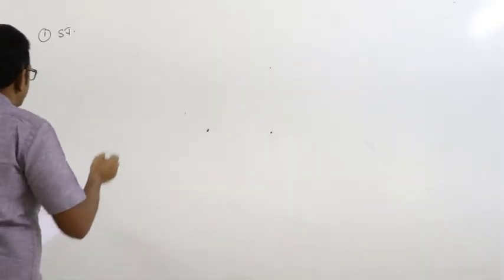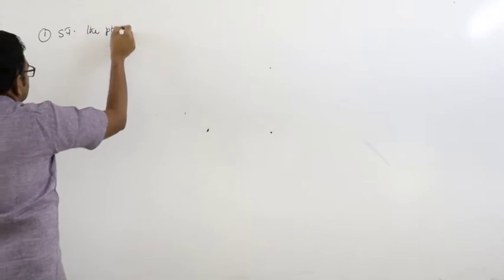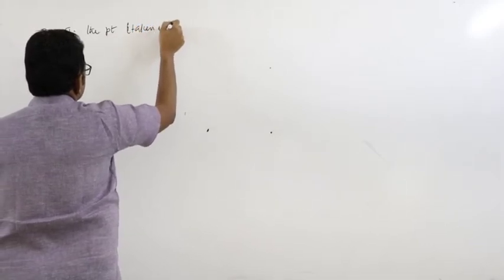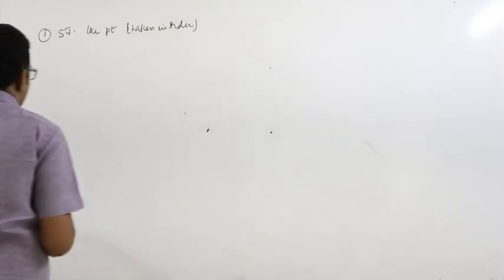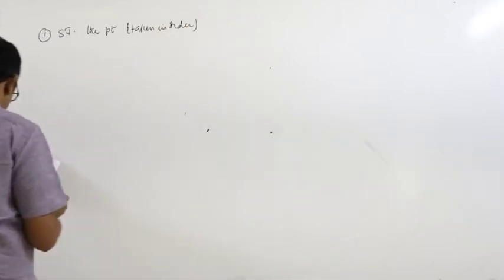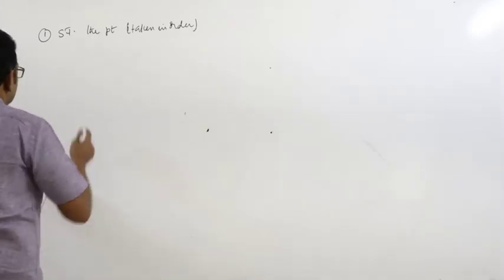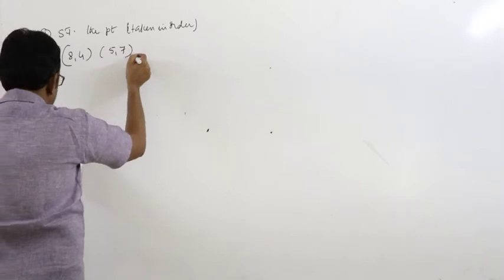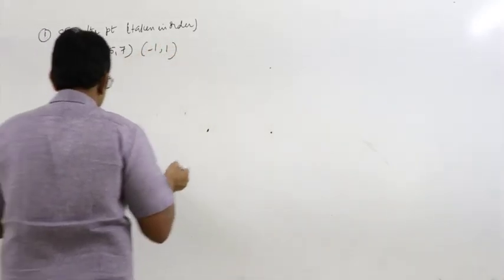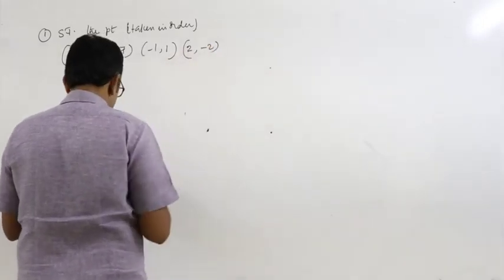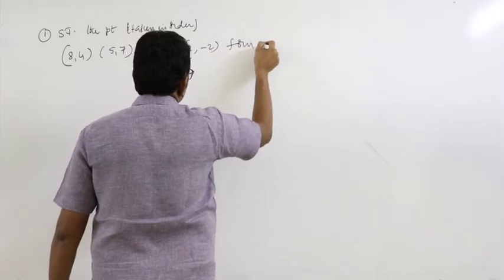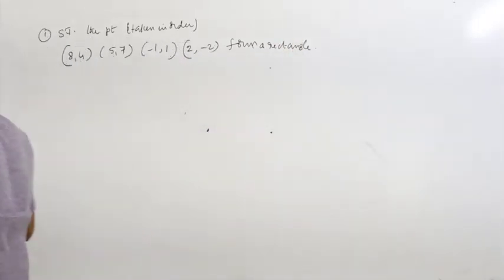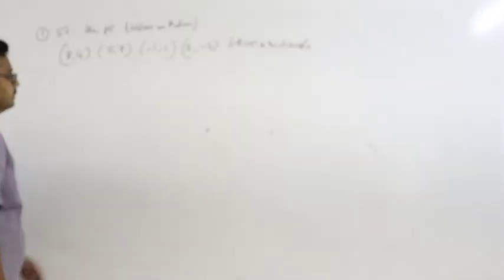Show that the points, taken in order, (8, 4), (5, 7), (−1, 1), (2, −2) form a rectangle. Rectangle means what?